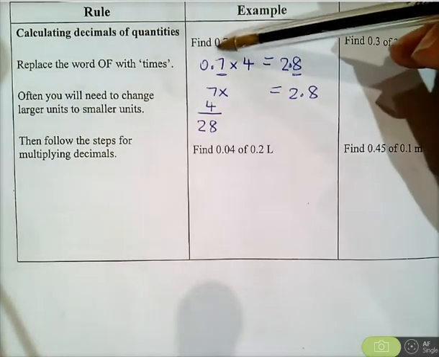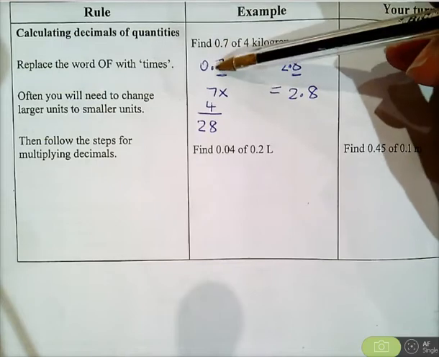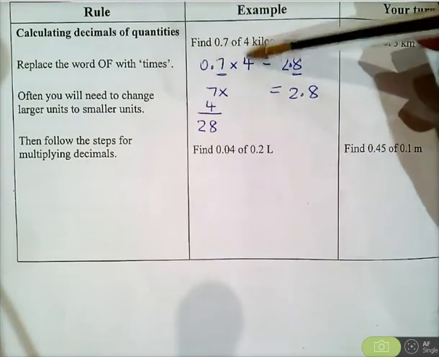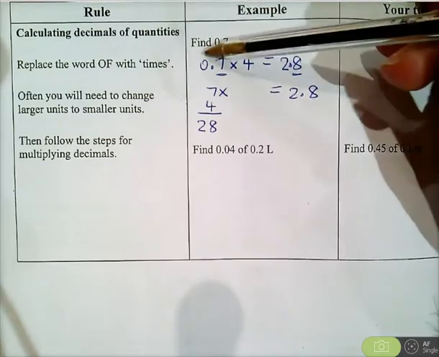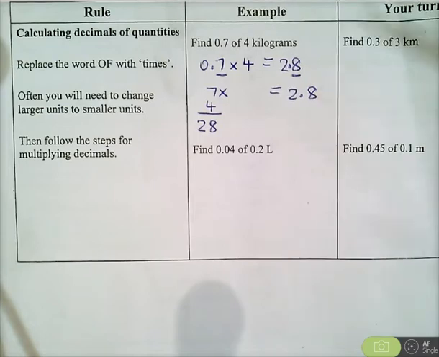Now, remembering that 0.7 is less than 1 whole, like 0.5 is a half. So this has to be a little bit bigger than a half of 4. Like a half of 4 is 2. So 0.7 of 4 will be bigger than 2, and our answer is 2.8.